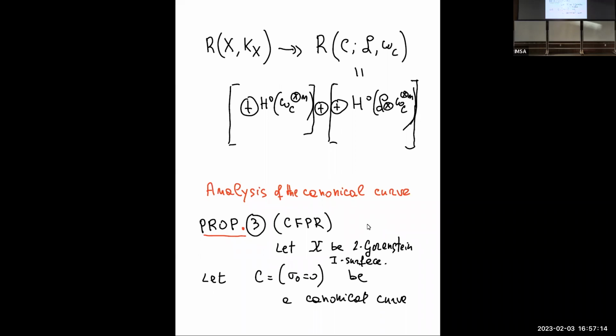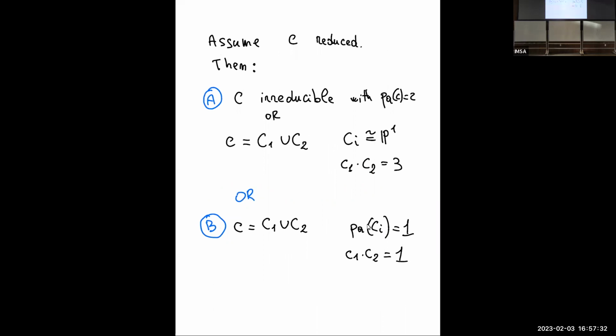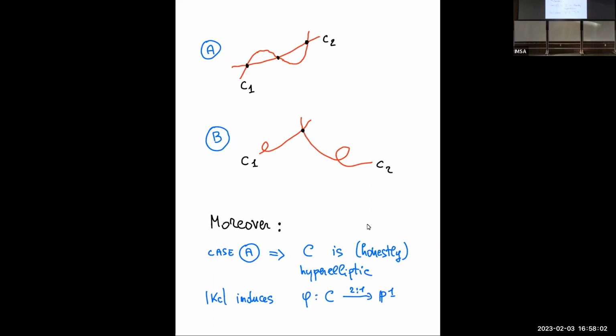Okay, so let us see what happens with the canonical curve. So in the 2-Gorenstein case, if we take C to be a canonical curve, then we have two cases. We have case A, which is C irreducible of genus 2, or C given by two rational curves meeting in 3 points. And the other case, case B, is that C is given by two elliptic curves meeting in 1 point. So case A is explained in this drawing, and case B, we have two elliptic curves. I draw a curve just to say that it is elliptic. Maybe smooth or rational. Okay.